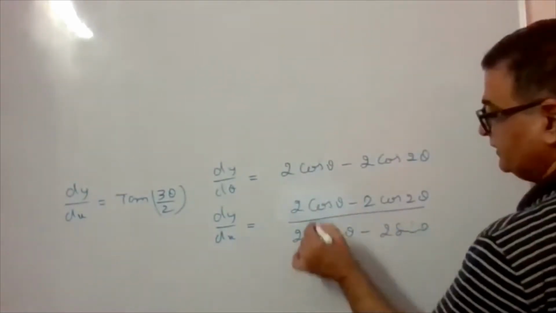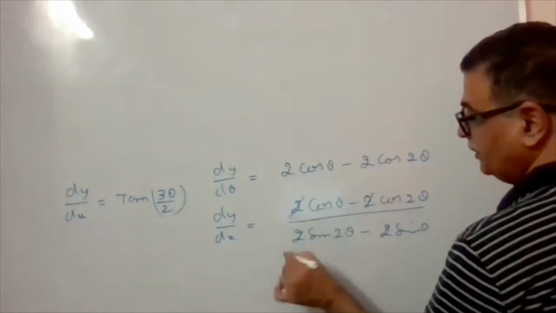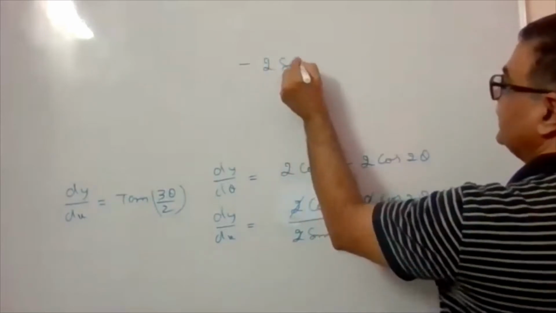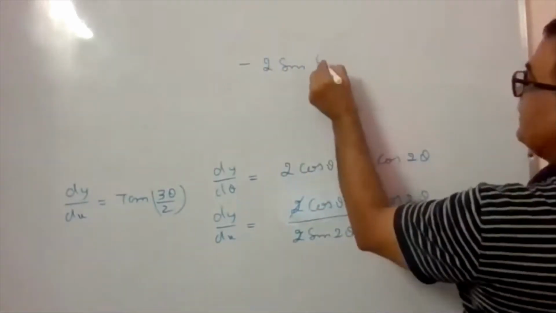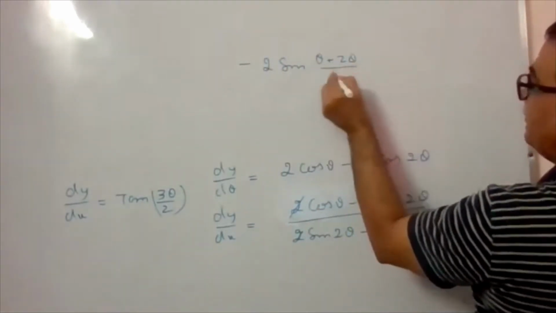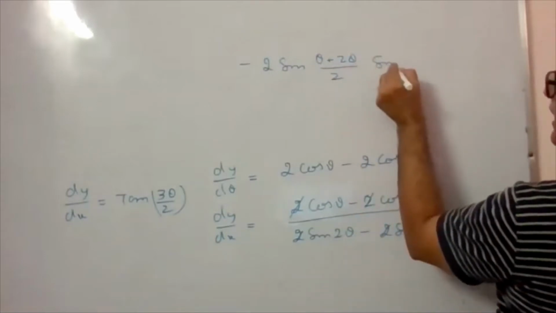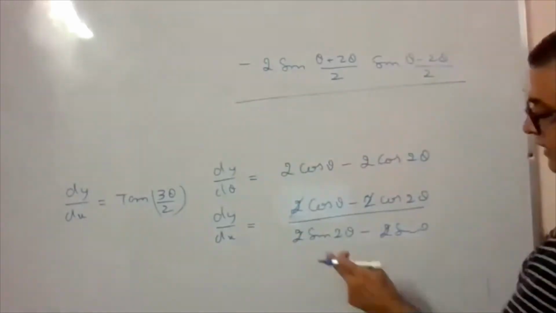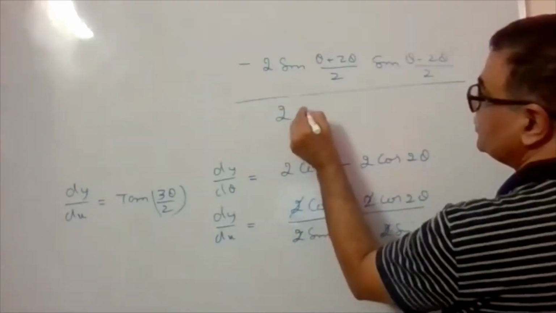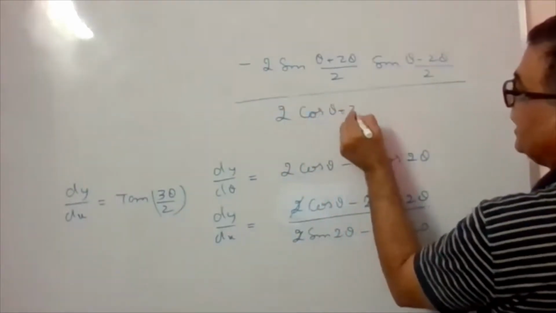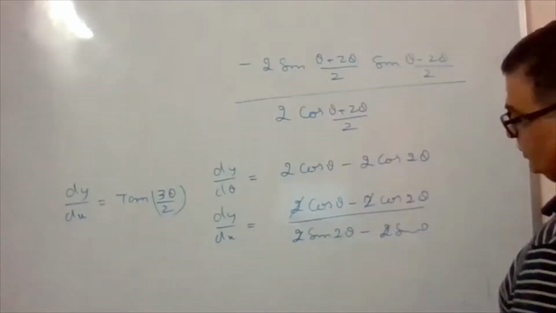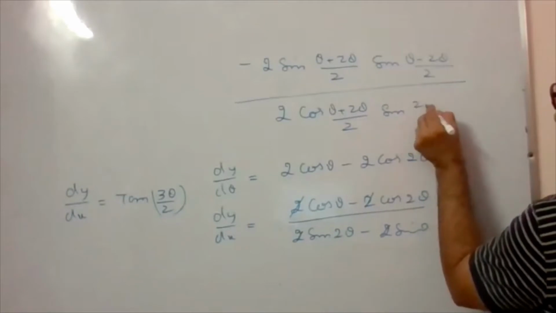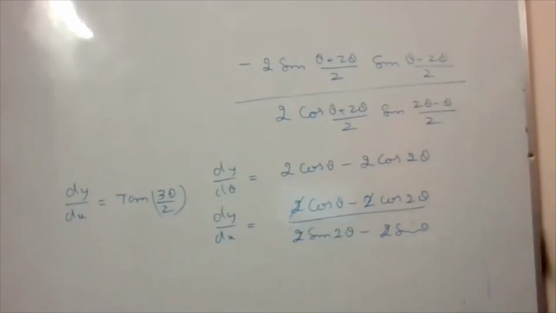After that 2 will cancel out, this already I told you. Then it will be cos c minus cos d, formula says minus 2 sine (c plus d) by 2, so theta plus 2 theta by 2, and then sine of (theta minus 2 theta) by 2. Same way sine c minus sine d, it will be 2 cos (theta plus 2 theta) by 2 and then come out to be sine (2 theta minus theta) by 2.